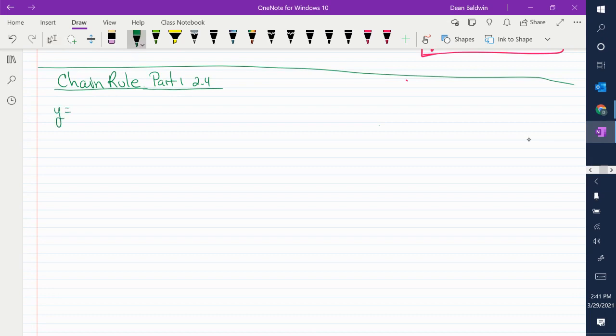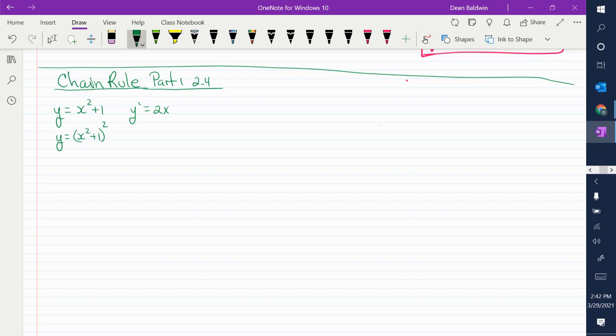So far, you've seen functions like this: x squared plus 1. That's pretty straightforward. What is the derivative? 2x. Y prime would be 2x. Not too bad. You could even do, if I said y is equal to x squared plus 1 all squared. You could even do that.